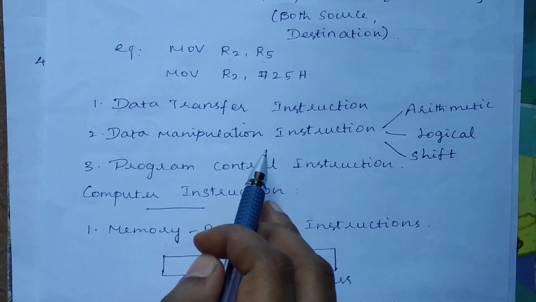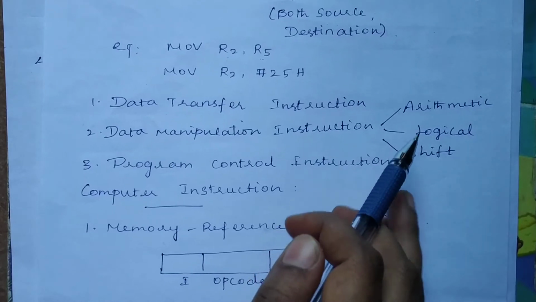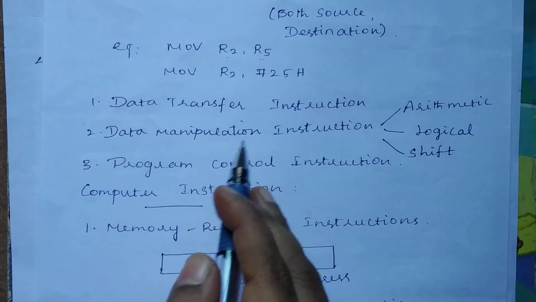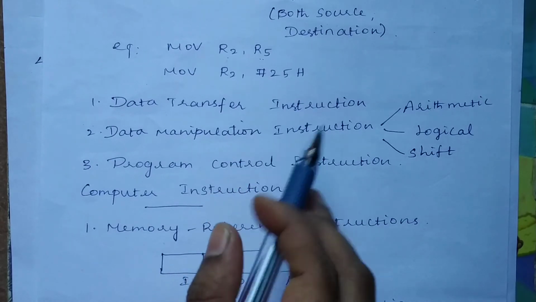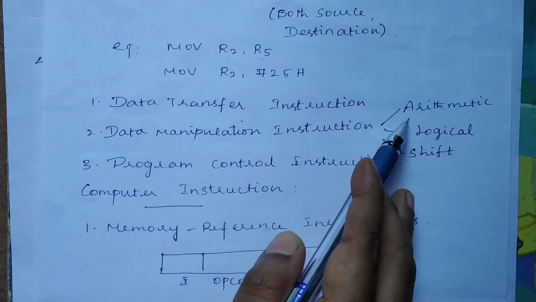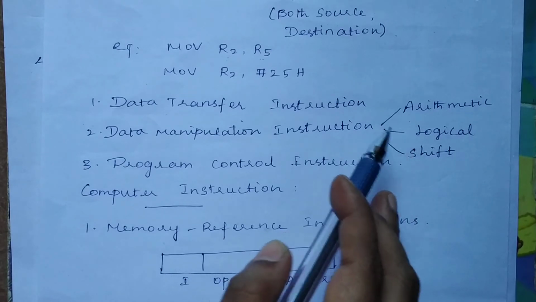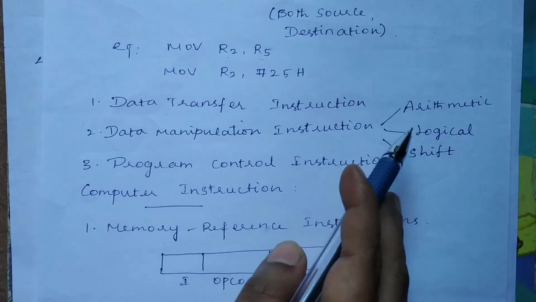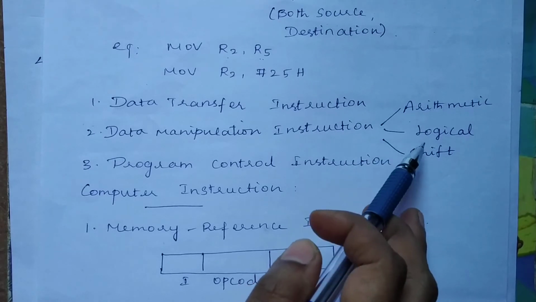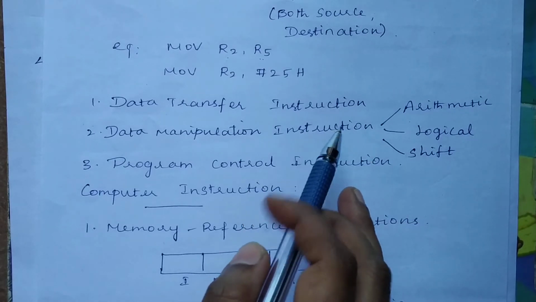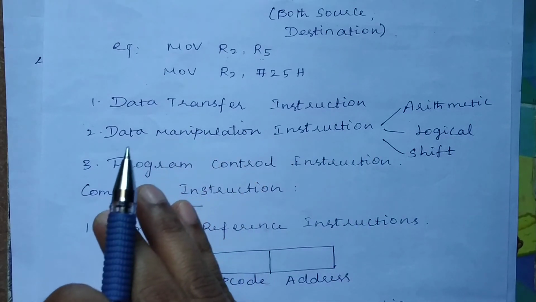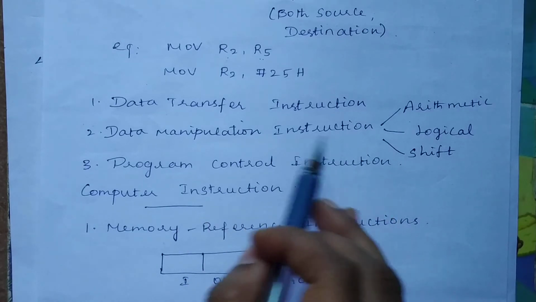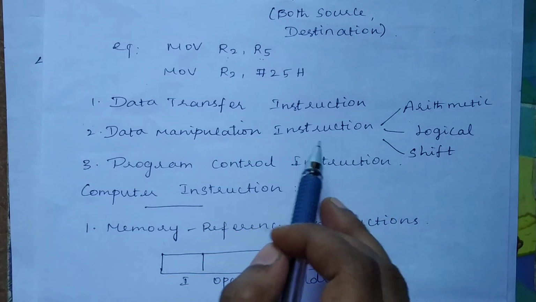Data manipulation is again categorized into arithmetic, logical and shift instructions. Data manipulation means performing an operation on the given data. If you want to perform arithmetic operations such as addition, subtraction, multiplication, division, and logical operations like AND, OR, and all the other logical operations, they come under this category. And if you want to perform a shift operation on the given data, that also comes under data manipulation instruction.